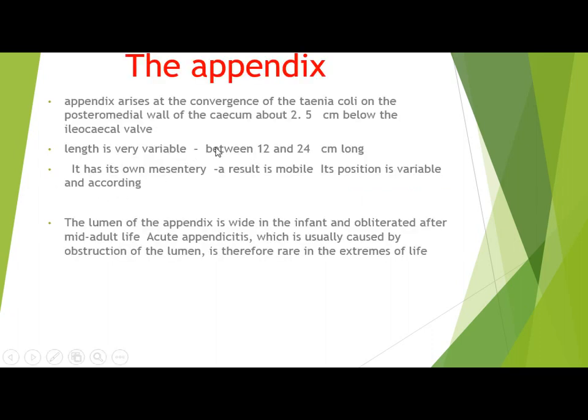The appendix arises at the convergence of the taeniae coli on the posterior medial wall of the caecum. It's about 2.5 centimeters below the ileocecal valve. Its length is variable, between 12 to 24 centimeters long. It has its own mesentery called the mesoappendix. The lumen of the appendix is wide in the infant and obliterated in the elderly, so acute appendicitis is extremely rare in the extremes of life.